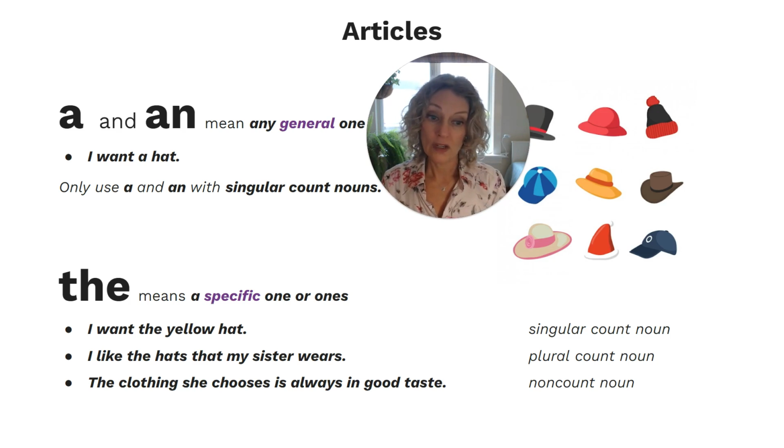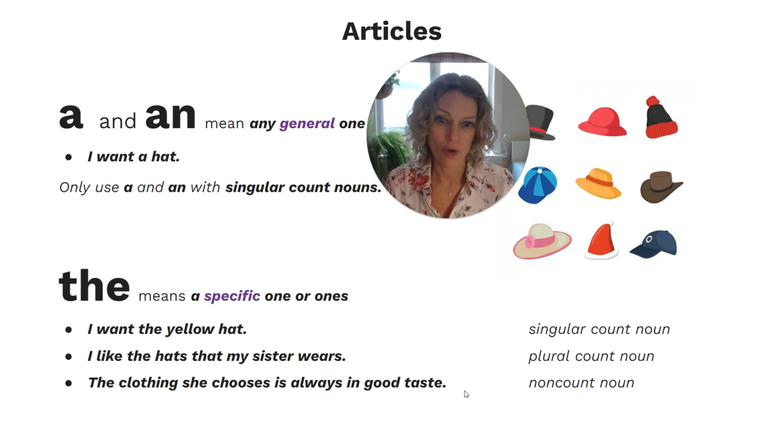So the we can use with singular count nouns, plural count nouns, non-count nouns, but a and an we can only use those articles with singular count nouns. A and an mean any general one, and the means a specific one or ones.